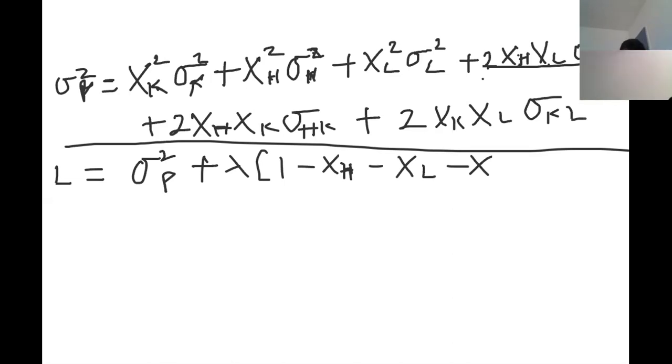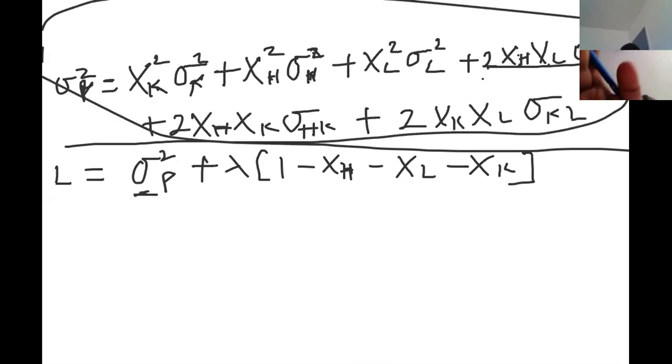Now I'm writing the variance of the portfolio, which represents everything that I have here. I'm writing the variance of the portfolio just to represent everything that I have here, because I don't have space to write.